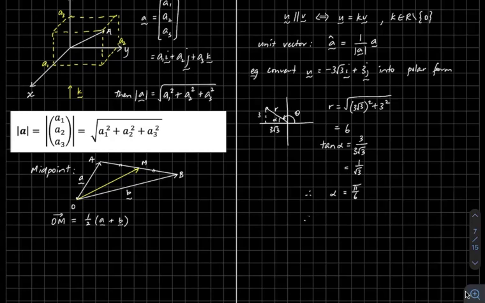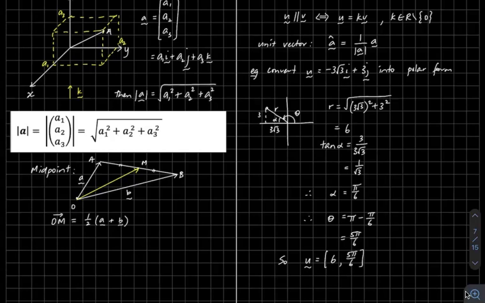So therefore, theta is going to be pi minus pi on 6, or 180 take away 30, and that's going to be 5 pi on 6, or 150 degrees. So therefore I could say in polar form, vector u can be written as a vector with magnitude 6 and direction of 5 pi on 6.